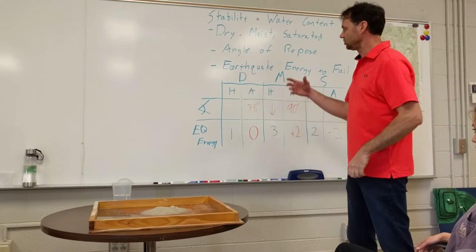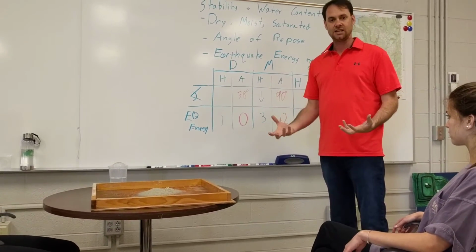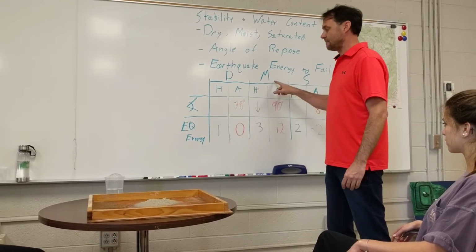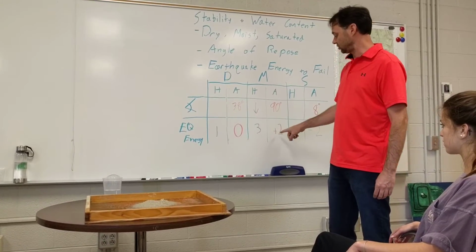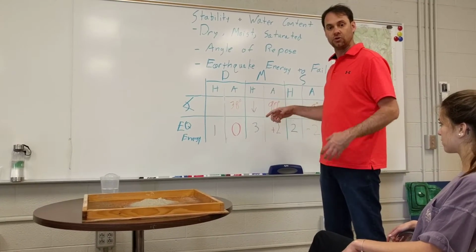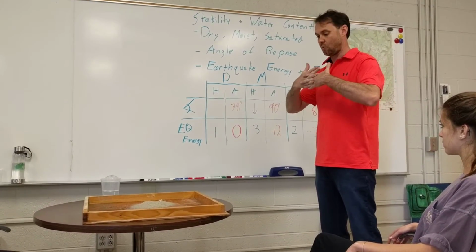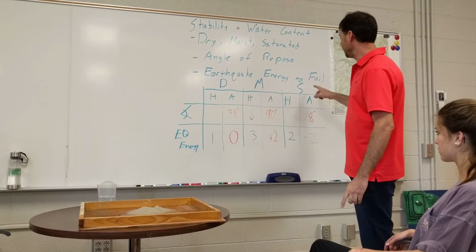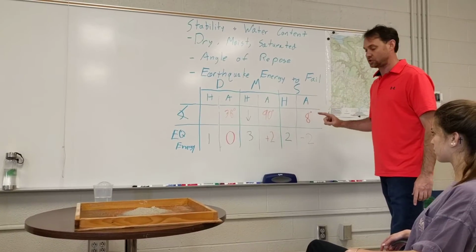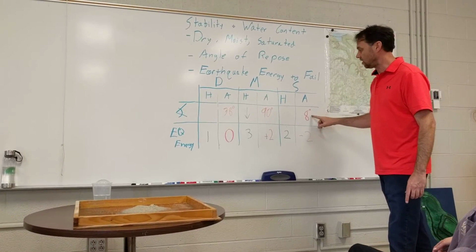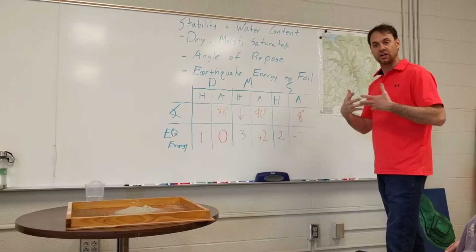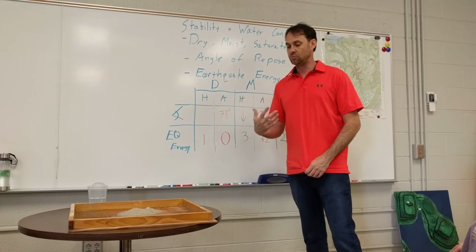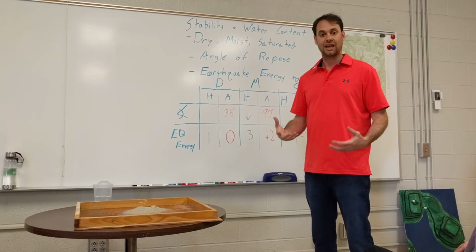That in a dry state, we have a medium strength with a medium angle of repose. In a moist state, we have a very high strength with a very high angle of repose due to the force of water holding itself together through surface tension. And in a saturated situation, we have a very low strength with a low angle of repose because water touching itself has no shear strength. We're going to see another example of that when we move on to earthquakes and we look at liquefaction.